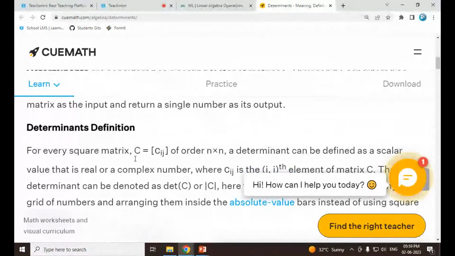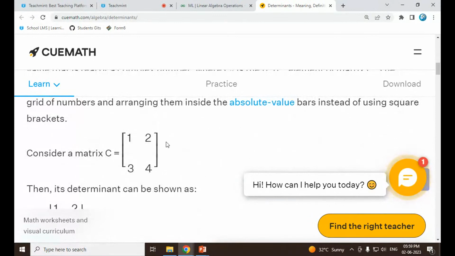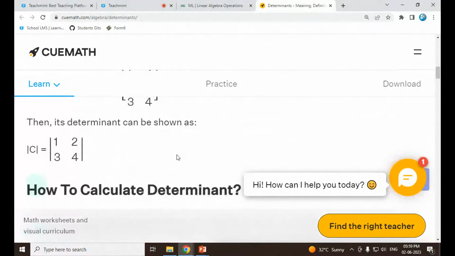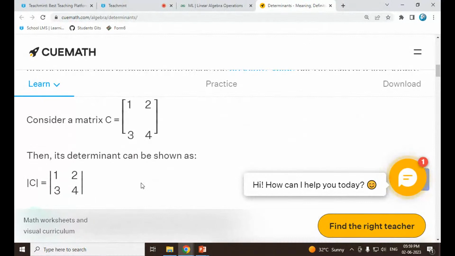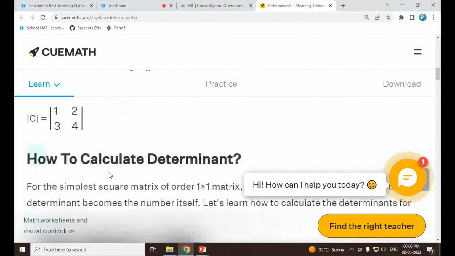For every square matrix, there will be a C of i, j. The order is n cross n, not n cross m, because n is the same for rows and columns. This is how your matrix looks, and this is how your determinant looks. A matrix is shown with square brackets, and a determinant with straight lines. That's how you can recognize what is the matrix and what is the determinant.